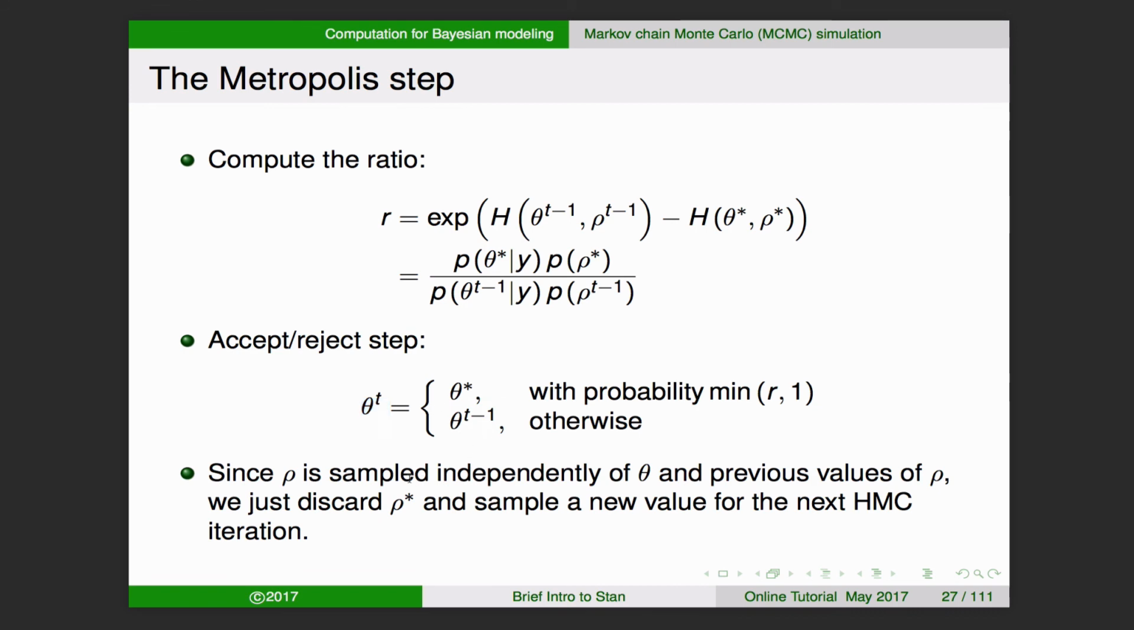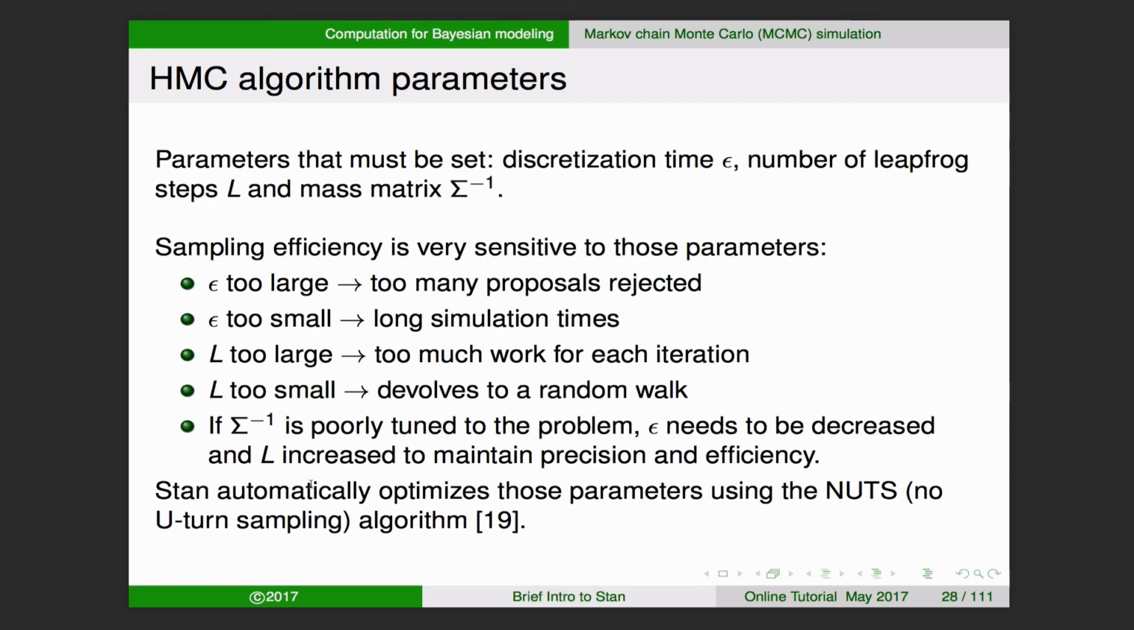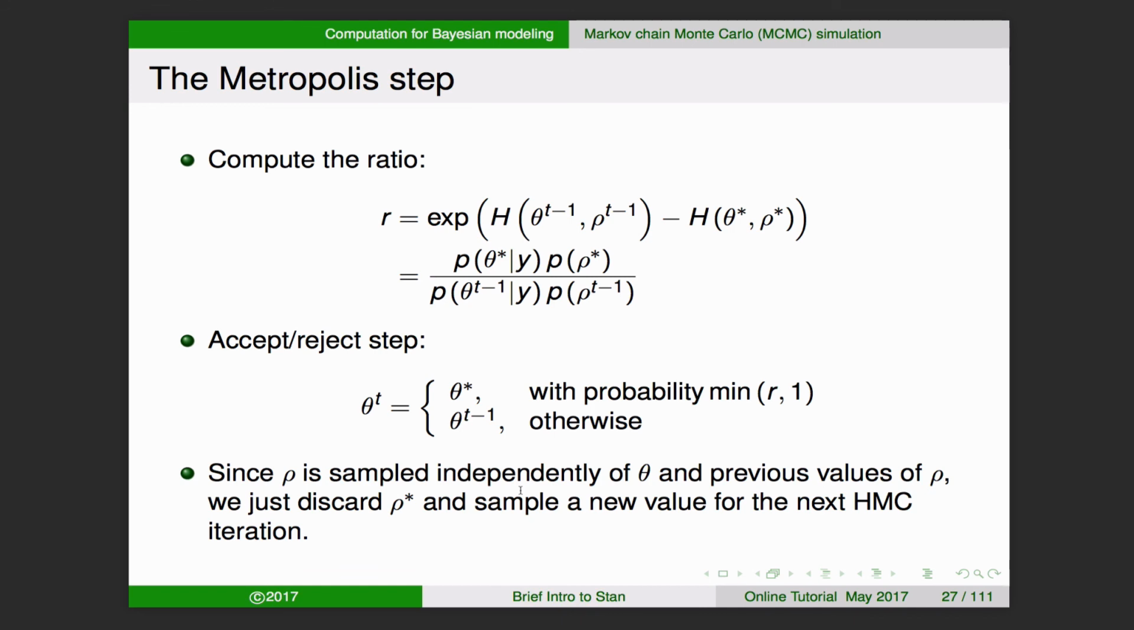Now, since rho is sampled independently of theta and the previous values of rho, there's actually no value in keeping the proposal at all, because at each given step we're just going to be sampling a new value from that normal distribution, so we don't have to worry about updating rho except in a simple independent sense. So that process again is going to be yielding a whole sequence of those theta t's, which then will converge in distribution to the posterior distribution that we're interested in getting.